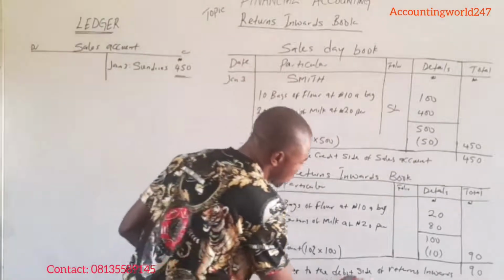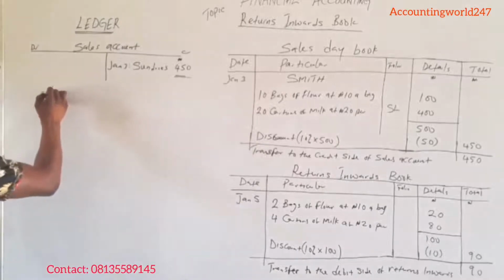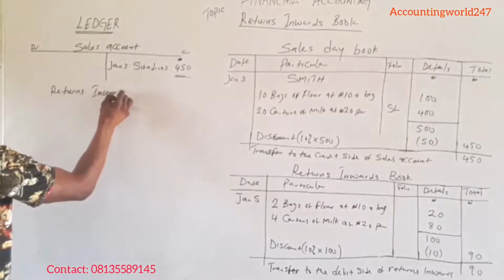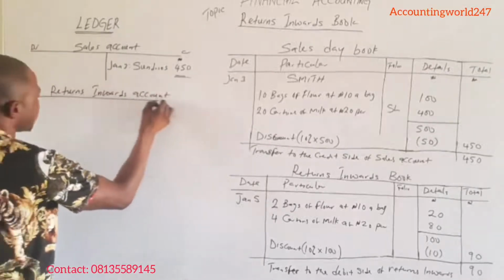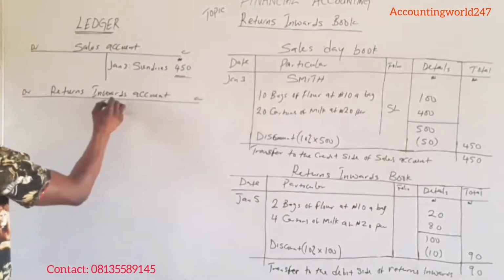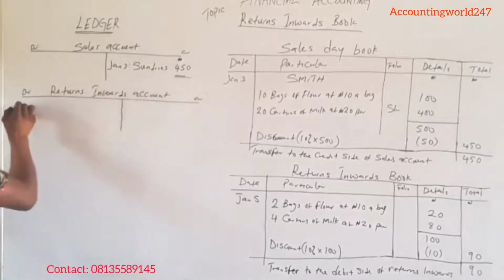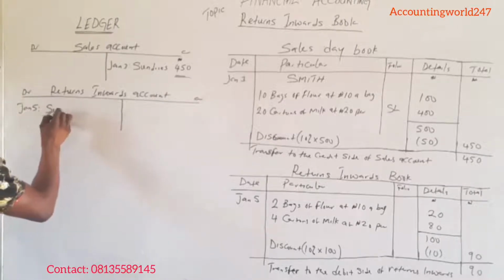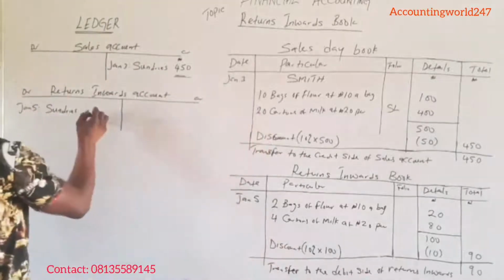Then the next ledger now will be the return inwards account, because as we said that, transfer to the debit side of return inwards account. So we are going to have returns inwards accounts. Now we open this, the debit side and the credit side. The date is January 5. So we have January 5. We're still going to have sundry as well. The sundries. And the balance is 90 naira.